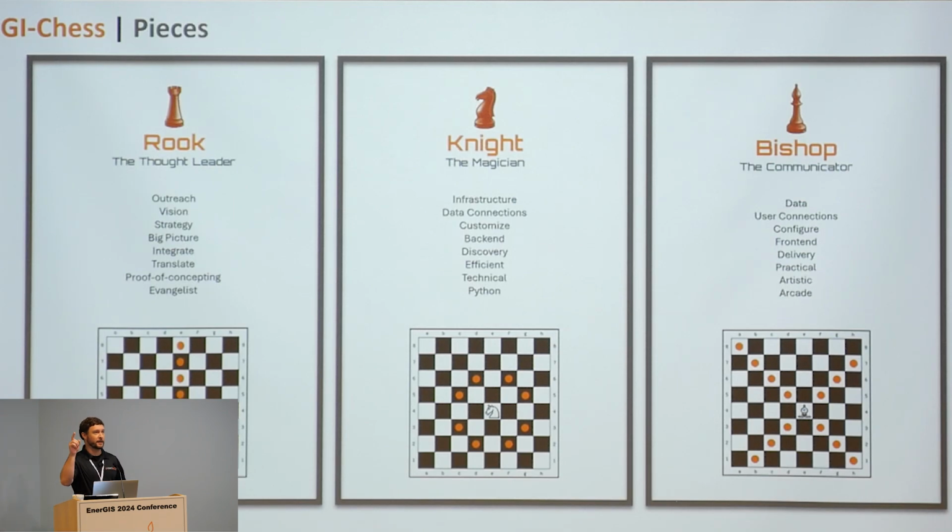The bishops sit on the left and right of the king and queen, and they're in their ears, right? So the bishop and the knight are night and day. They're opposite ends. One leans more towards infrastructure, one leans more towards data, data connections versus user connections. I'm not going to read all of them, you can see there, but the main thing is they do different things, and the rook sits in the middle and organizes what needs done.